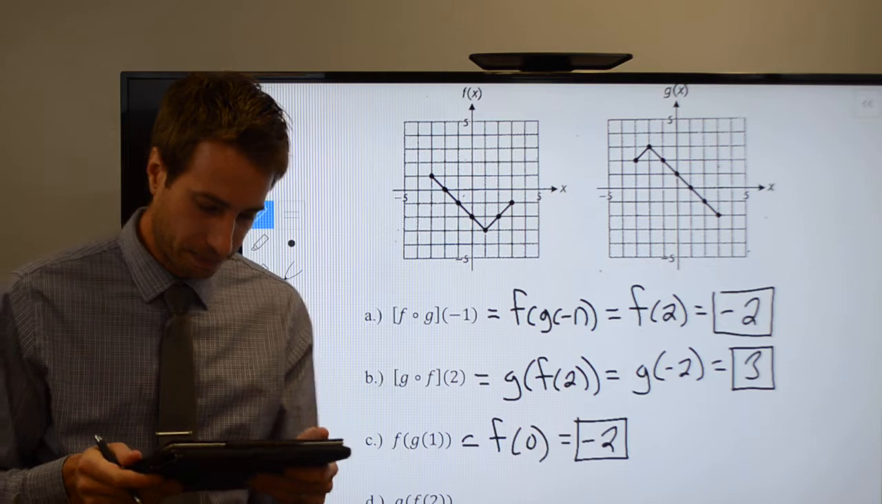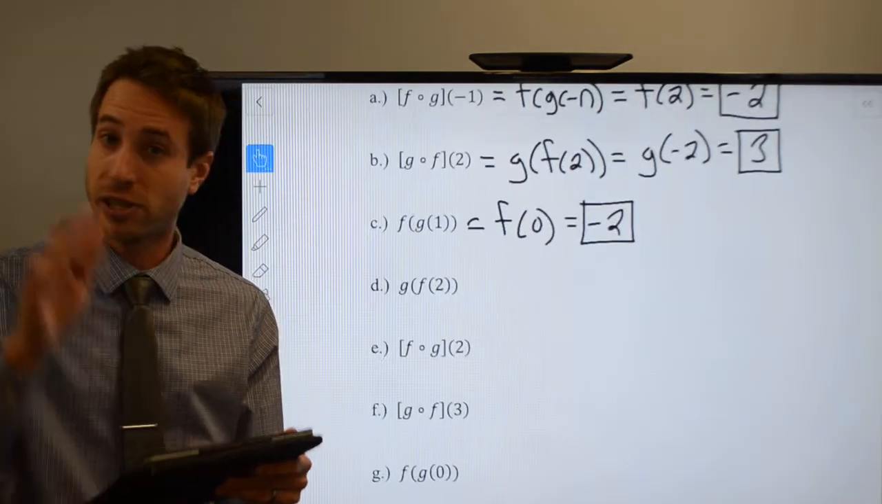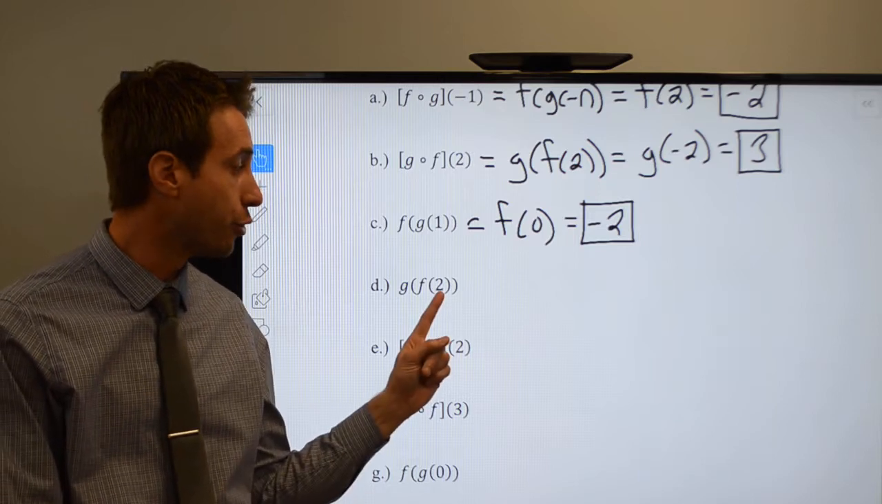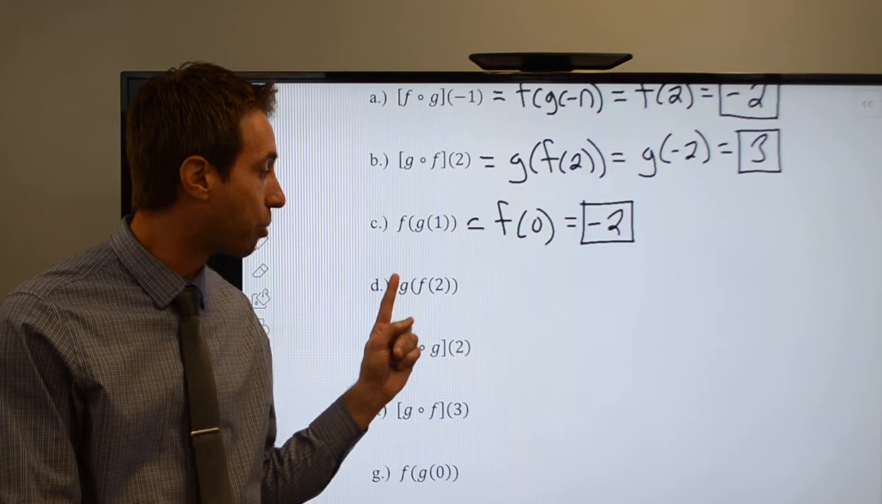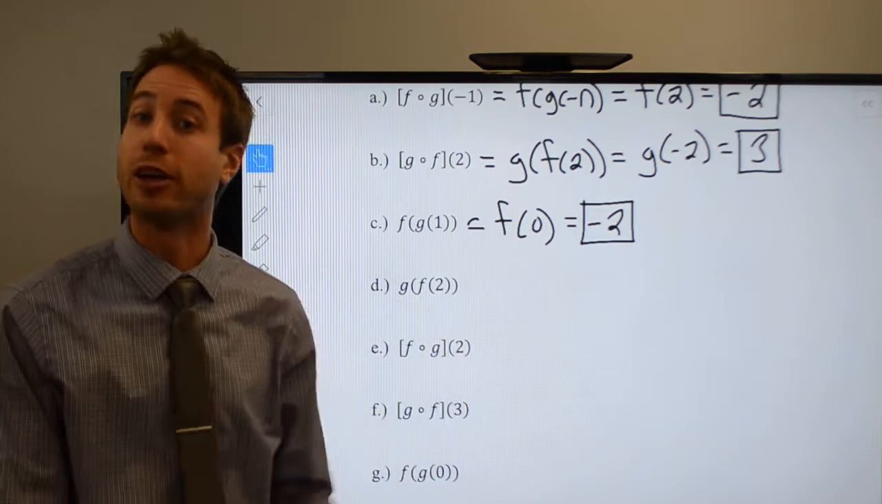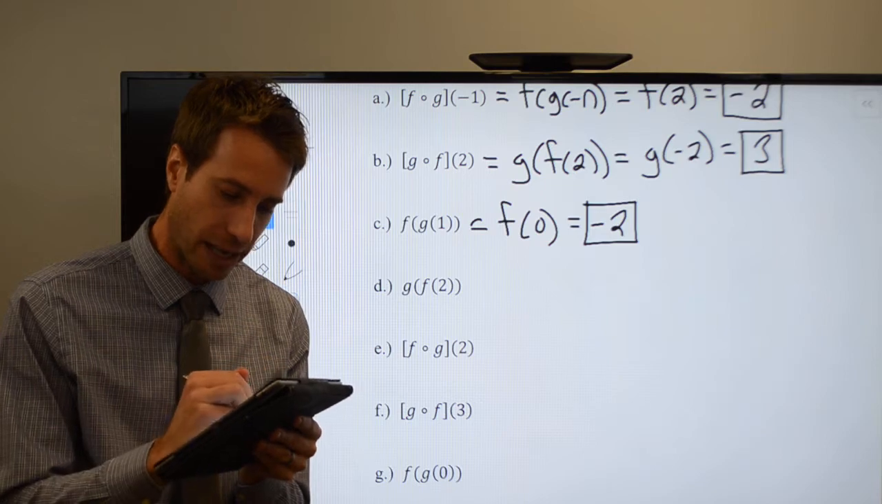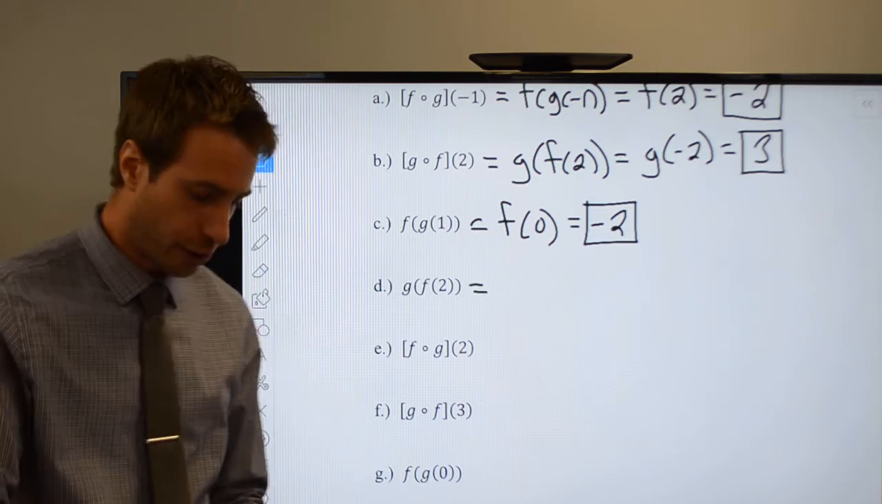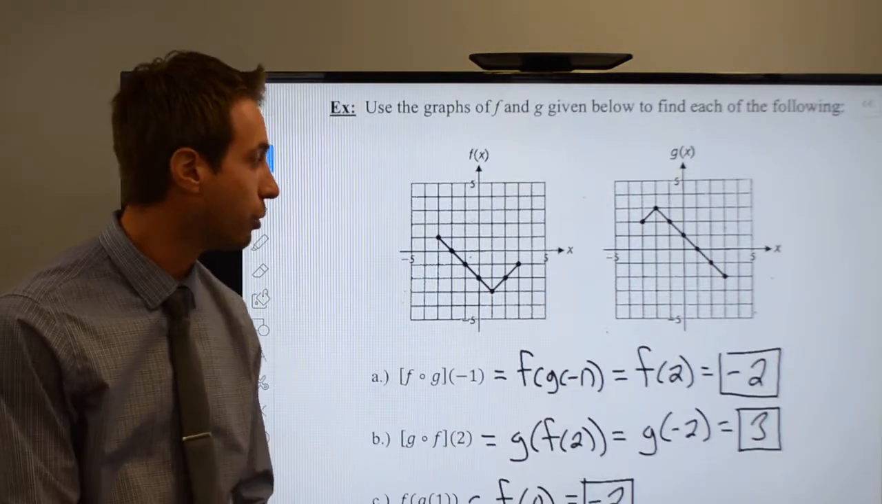Let's keep going. The next one here, let me slide up a little bit for you. I am first going to plug a 2 into f, figure out what I get back. Take that, plug it into g, and figure out what g gives me back. So let's start by first plugging a 2 into f. Here we go. We're going to do it all at once.